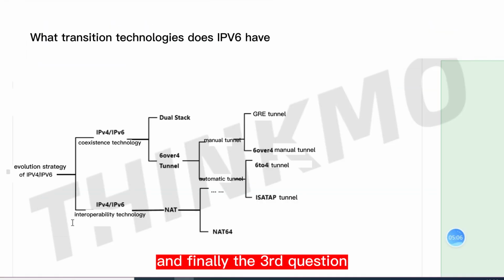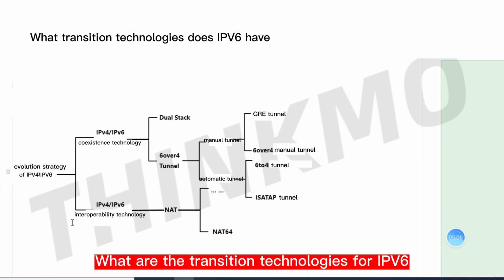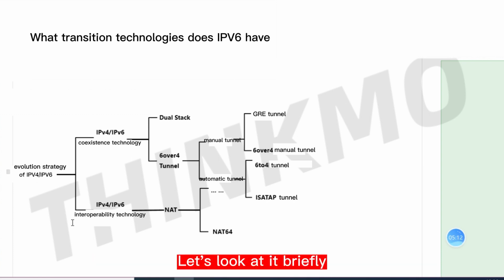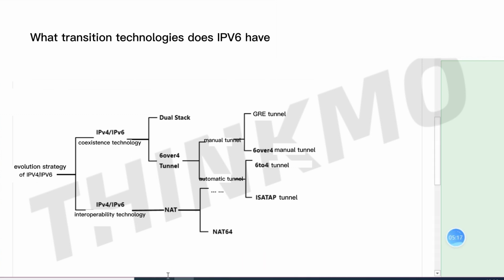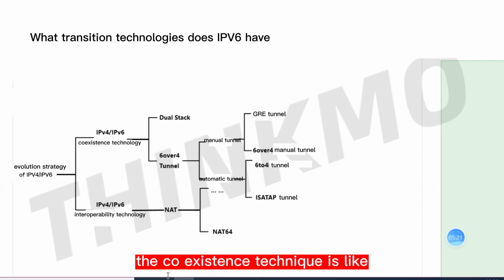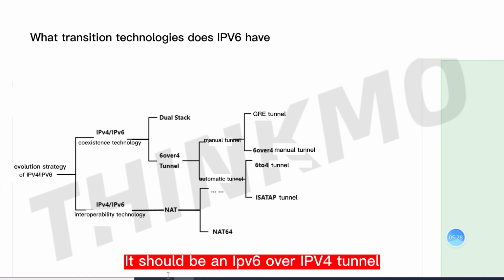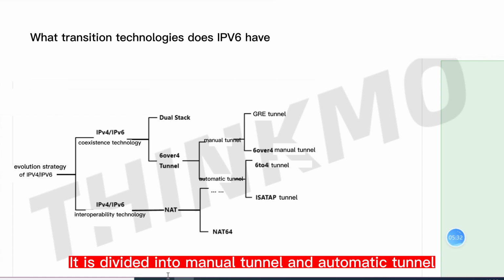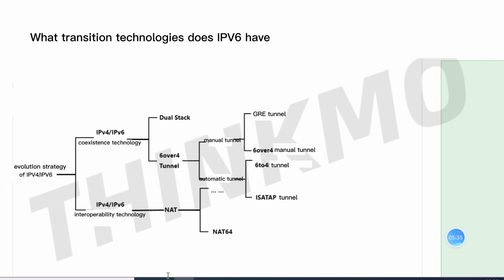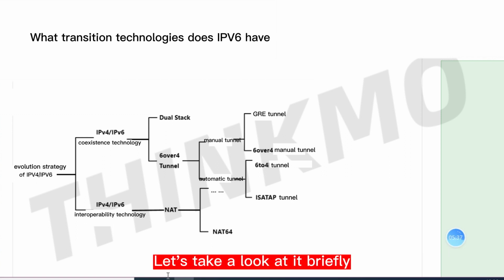And finally, the third question: what are the transition technologies for IPv6? Let's look at it briefly. IPv4 and IPv6 coexist, and there is an interworking technology. The coexistence techniques are what we call dual stack, or a 6-to-4 tunnel, which should be an IPv6 over IPv4 tunnel. It is divided into manual tunnel and automatic tunnel. Let's take a look at it briefly.